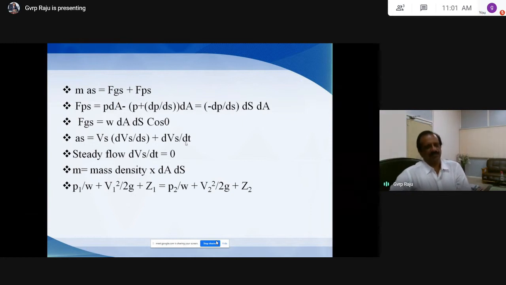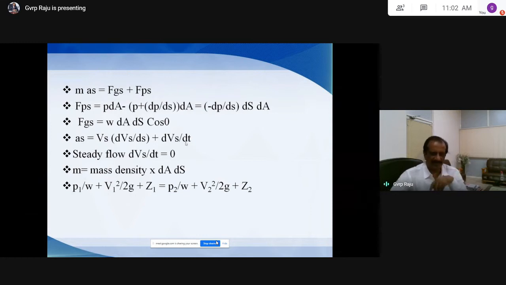Then, if we assume the first assumption here, if we assume the fluid as steady, steady means any property with reference to time. If all the properties are constant with reference to time, we can say it is a steady flow. Steady flow is the flow for which all the properties are constant with reference to time.